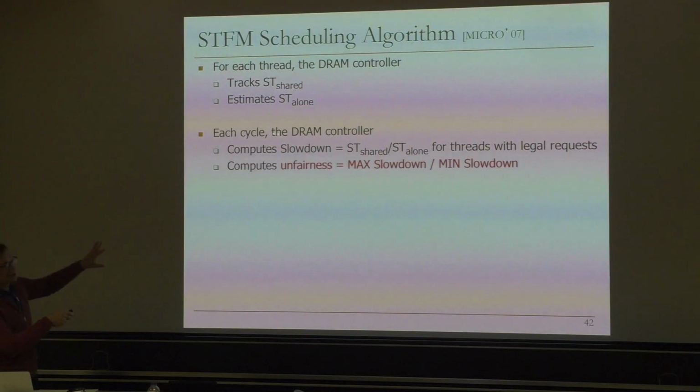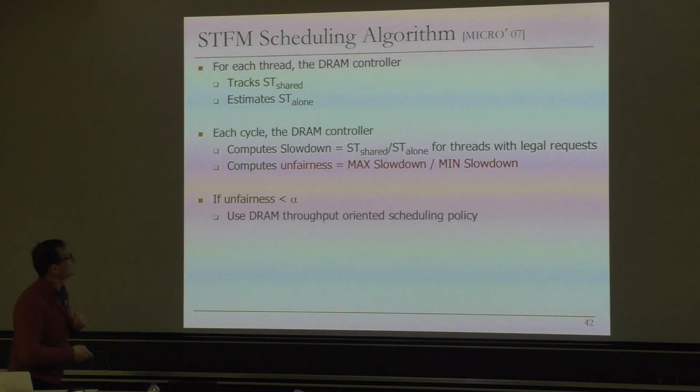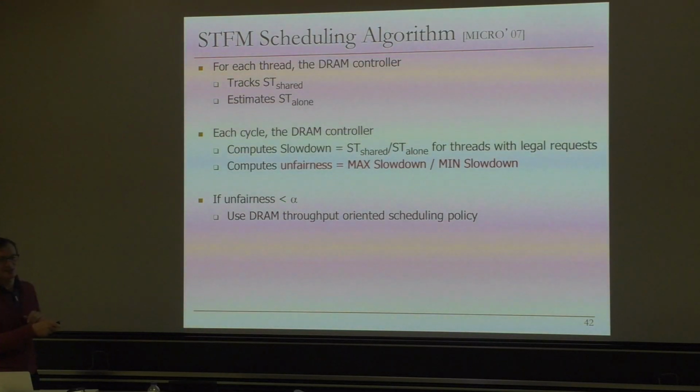I'm not going to go into the estimation of stall time alone. I'll give you a basic idea very quickly, but the paper has a lot more detail on it. But assuming that you compute the slowdown for threads with legal requests, you can compute an unfairness value, which is the maximum slowdown of any thread divided by the minimum slowdown of any thread. And then the scheduling policy is relatively simple. Basically, if unfairness is not bad in the system, what does not bad mean? It's less than some threshold, and that threshold can be supplied by system software. It should be supplied by system software, actually.